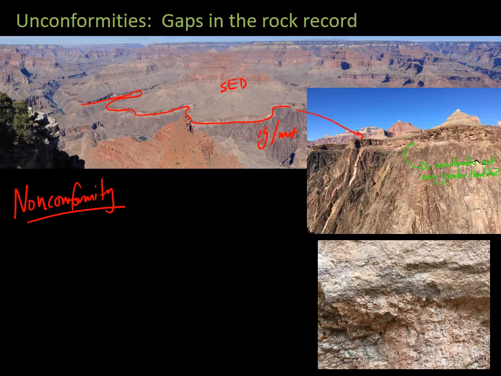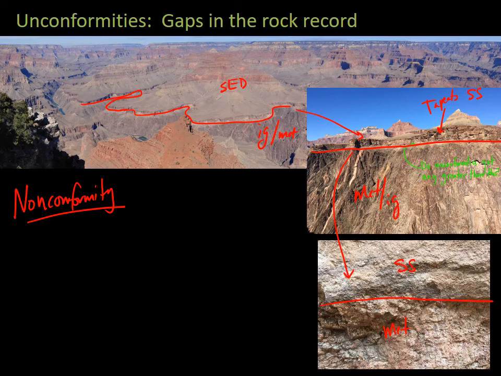Up close, a little bit closer, it looks like this. Here we have the metamorphic and igneous, and overlying this line, here's the unconformity, this is the Tapeats sandstone, a sedimentary rock. And even closer, it looks like this. Here's the boundary between these metamorphic rocks in this case and this sandstone, the sedimentary rock.